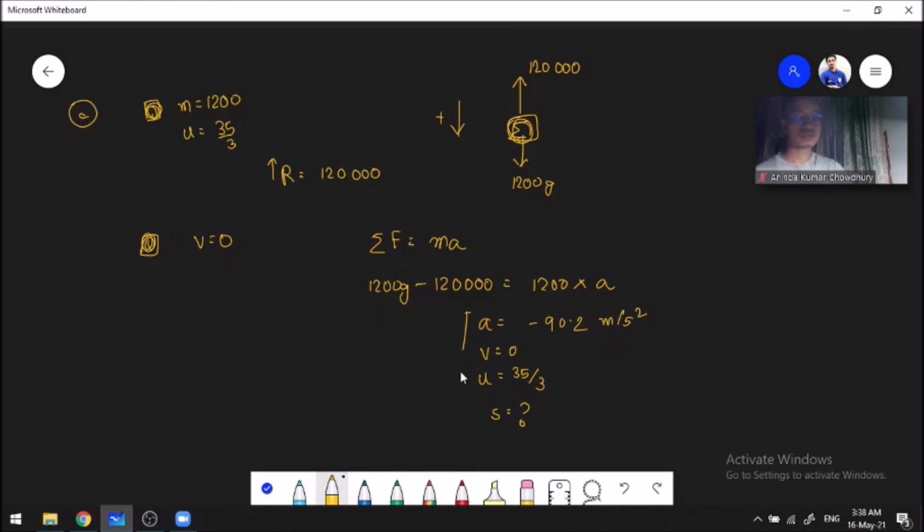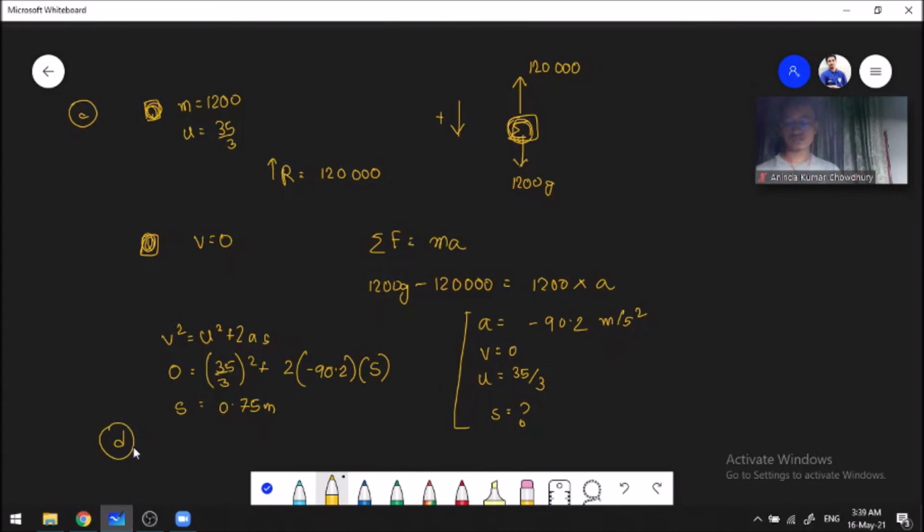Which formula is concerned with a, v, u and s? Once again, v squared is equal to u squared plus 2as. So our v is 0, our u is (35 by 3) whole squared, plus 2 times our acceleration, which is minus 90.2, times our displacement, which is something that we have to find out. From here we can find that our displacement is 0.75 meters. Okay, part C is done.